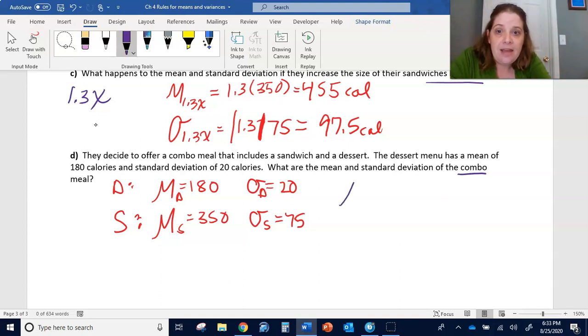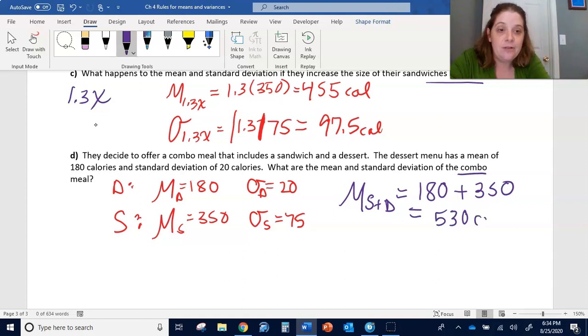So the means are going to behave. If I want to make a combo meal, it would be a sandwich and a dessert. Those are going to behave. I should be able to take the mean of the sandwiches plus the mean of the desserts and get the new mean of the combo meal, which is 530 calories.